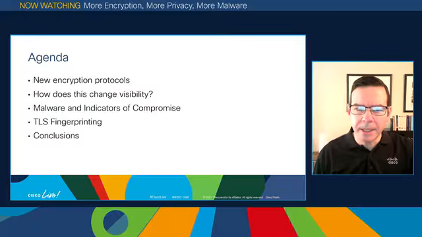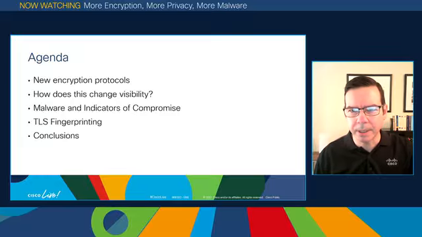Then my colleague Blake is going to talk about indicators of compromise that show up in these protocols, how they're different than the previous indicators of compromise that are used for malware hunting and threat detection. And finally, he's going to talk about a new technology, TLS fingerprinting, that can compensate for the loss of visibility that we've seen from these other trends. And then we're going to wrap up with some conclusions.